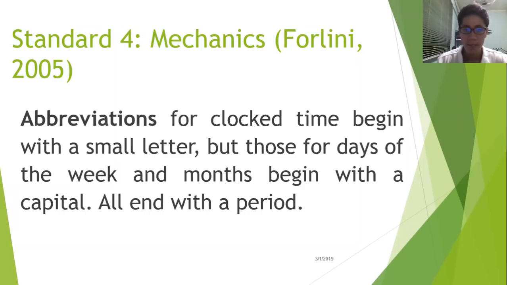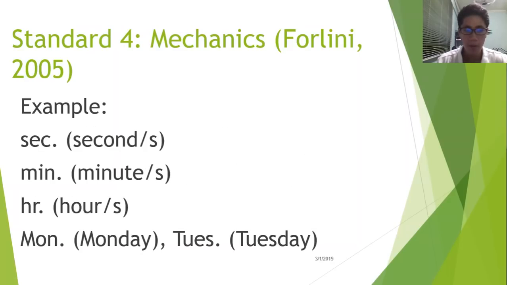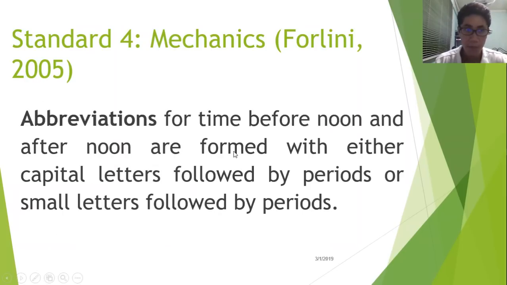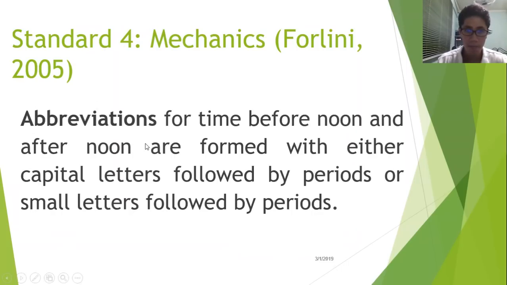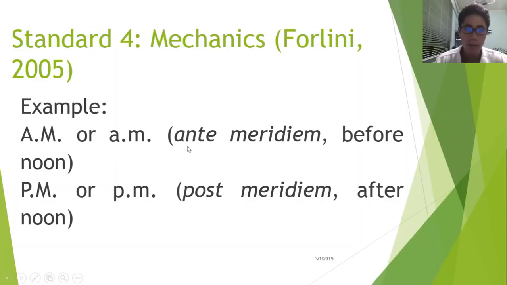Clock time, AM and PM. Okay, first, aside from the AM and PM, we have seconds, minutes, hours, and then the days of the week. So this is how we abbreviate them. So we use a period after each. You may be wondering why we have AMs and PMs. Oh yeah, before we go to that, let me emphasize too that these abbreviations also use periods. Okay? AM means ante meridiem, PM post meridiem.